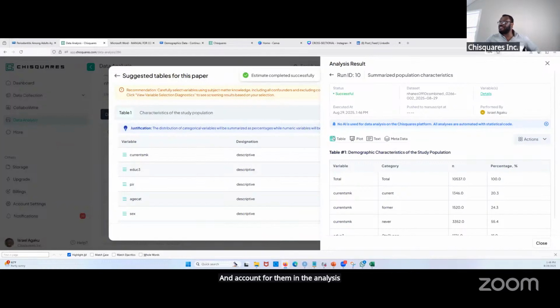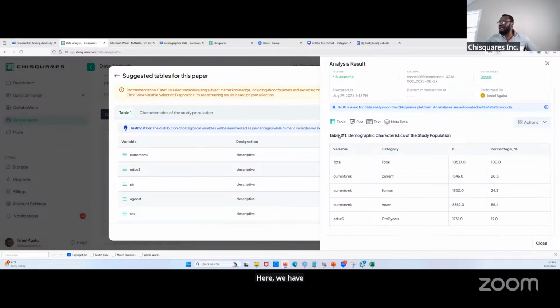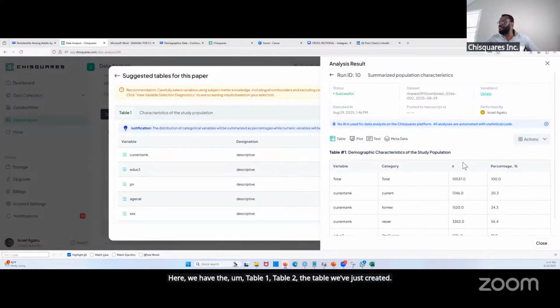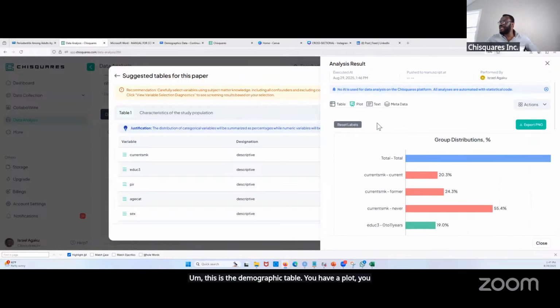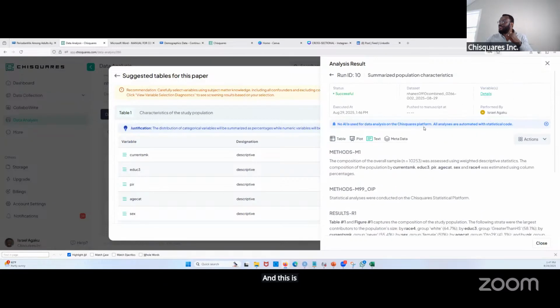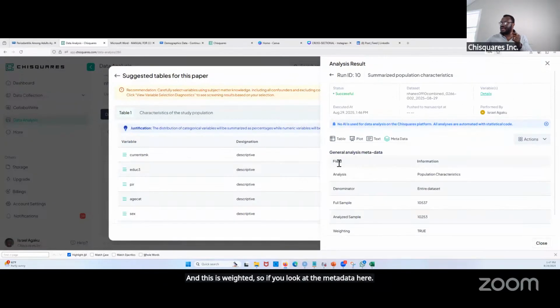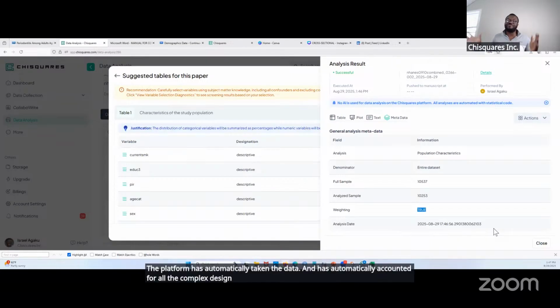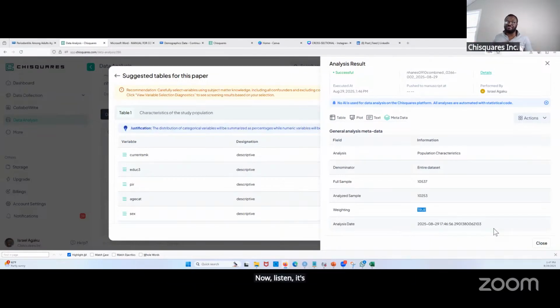So in this case, here we have table 1, table 2, the table we've just created. This is the demographic table. You have a plot, you have the text also generated by the platform, and this is weighted. If you look at the metadata here, you see the analysis, population characteristics, denominator, but then you see weighting, true. The platform has automatically taken the data and accounted for all the complex design. You don't have to do anything in addition. It's already done in the background.